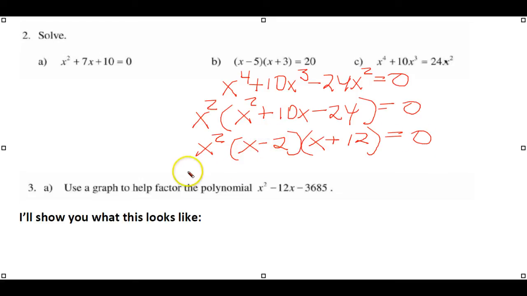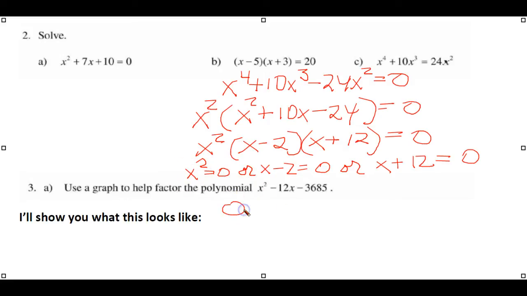So I factored that. Now I get x squared equals 0, or x minus 2 equals 0, or x plus 12 equals 0. So here we're going to have two answers that are 0. That would be one answer. We'd only have to write it once. And then here, this is going to be x equals 2. And here, x equals negative 12. Okay, so this is an equation to the fourth degree up here. Theoretically, we need 4 answers. 2 of them are going to be the same, so we'd only write it once. And this is the work to support letter C.